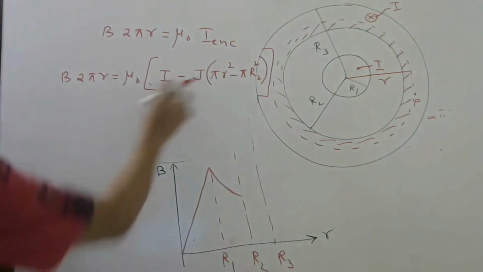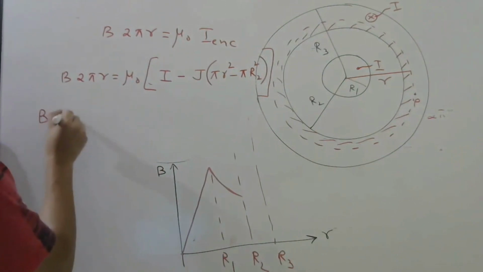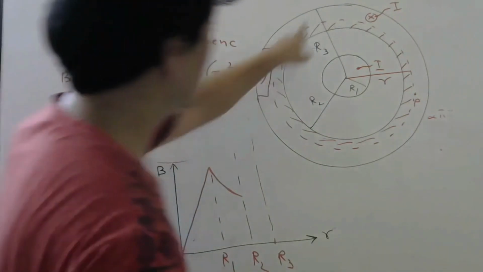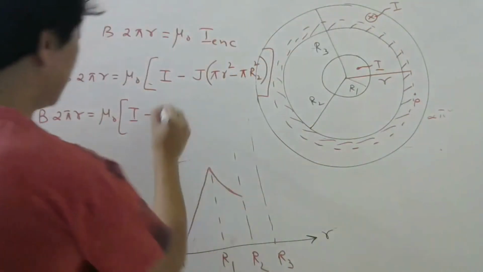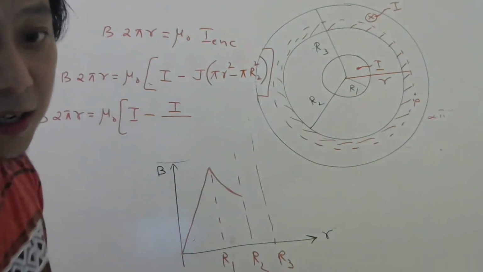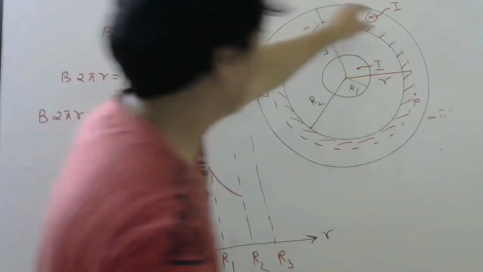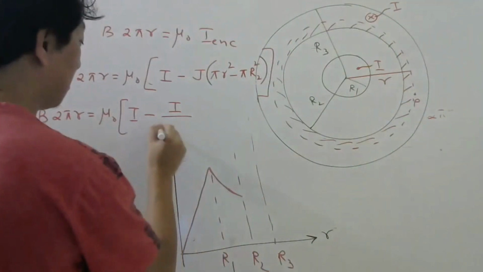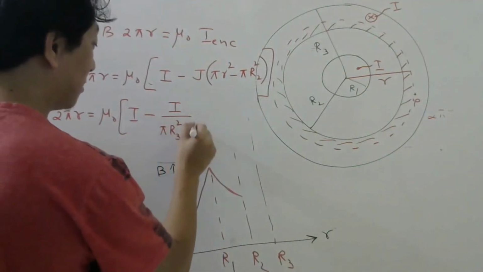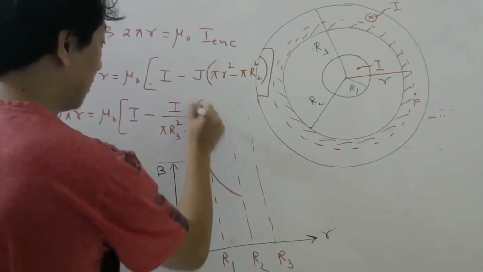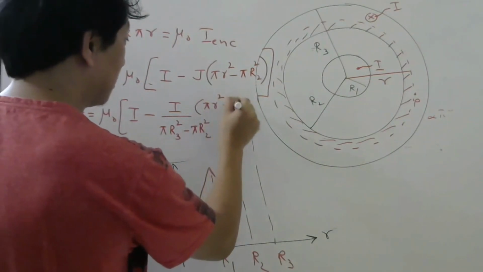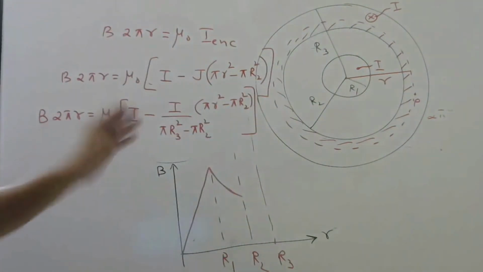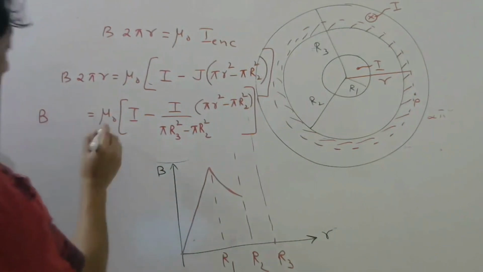Fine. Okay. Now what will be J? Remember, J is now for the outer conductor. So J will be total current, which is capital I only, divided by total area of this outer conductor. Total area of the outer conductor will be pi r3 square minus pi r2 square into pi r square minus pi r2 square. So this is how the magnetic field will vary. Then you can bring this 2 pi r this side.